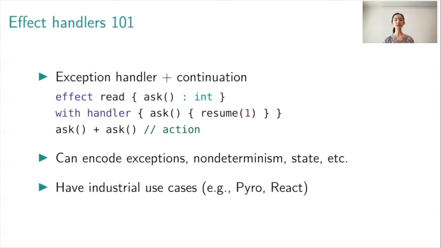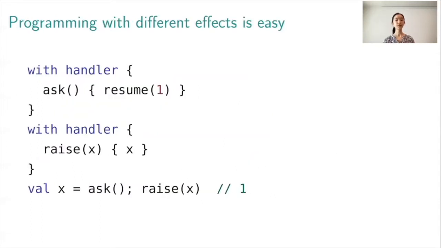As you might have learned from the talks given earlier today, effect handlers can express a wide range of computational effects, and they have industrial applications as well. Compared with other approaches to expressing effects, effect handlers are more composable. In other words, using effect handlers, it is easy to program with different kinds of effects. For instance, if we wish to perform the read and exception effects in a computation, we simply wrap that computation around 2 handlers, one for read and the other for exceptions.